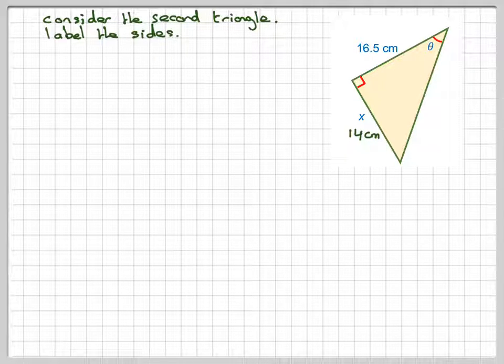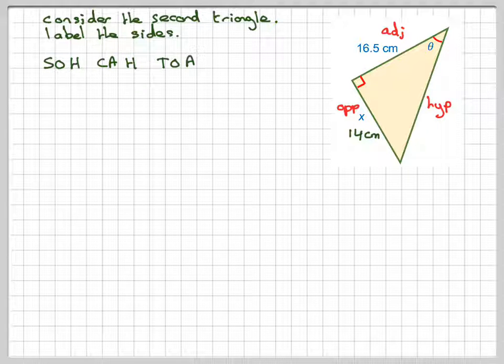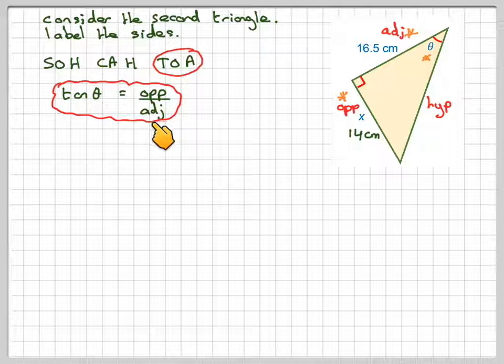Again, we label the sides. So this being opposite the angle, this being next to the angle, adjacent, and this side here will be the hypotenuse, which is opposite the right angle. Again, write out SOHCAHTOA. I've got the opposite, I've got the adjacent, and I want to find the angle. Opposite, adjacent, tan will give me the right ratio. Write down the ratio. Tan theta is opposite divided by adjacent. Therefore, tan theta will be 14 divided by 16.5.